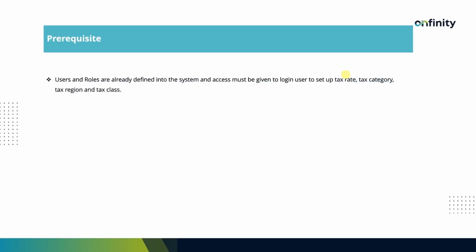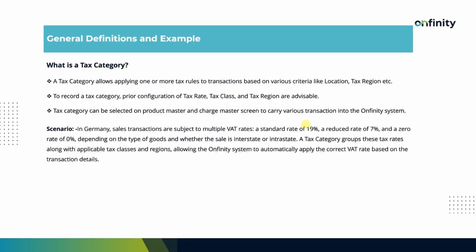The prerequisites to set up tax configuration are that users and roles are already defined in the system. Access must also be given to the logged-in user to set up the tax rate, tax category, tax region, and tax class. A tax category allows applying one or more tax rules to transactions based on various criteria like location, tax region, and so on.